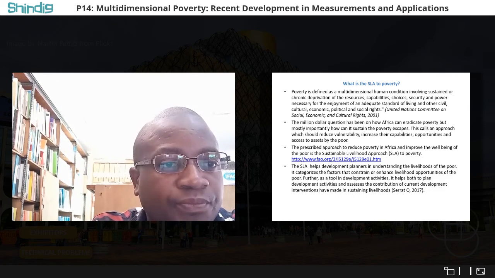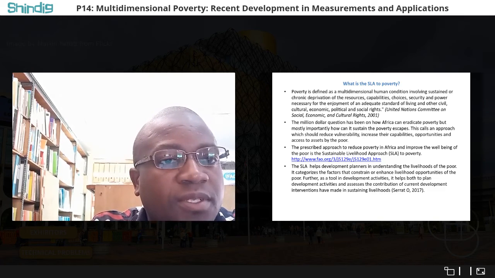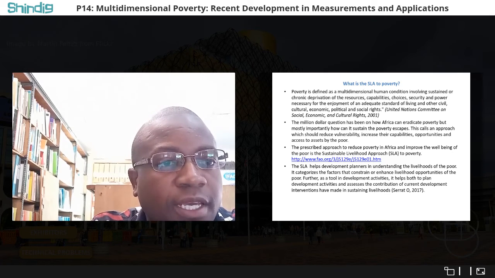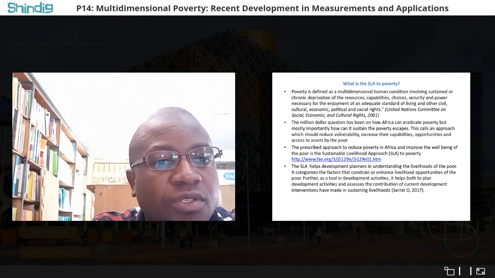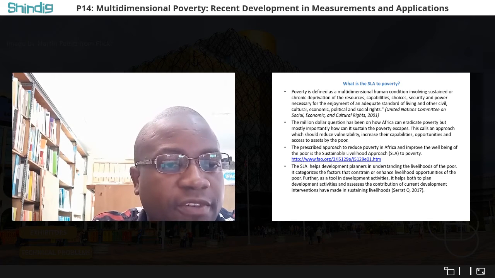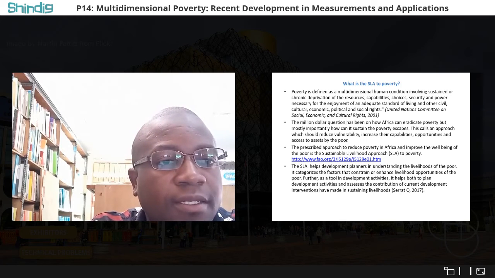The prescribed approach to reduce poverty in Africa and improve the well-being of the poor is the Sustainable Livelihood approach to poverty. The Sustainable Livelihood approach to poverty helps development planners in understanding the livelihoods of the poor. It categorizes the factors that constrain or enhance livelihood opportunities for the poor. Further, as a tool in development activities, it helps both to plan development activities and assess the contribution of current development interventions.